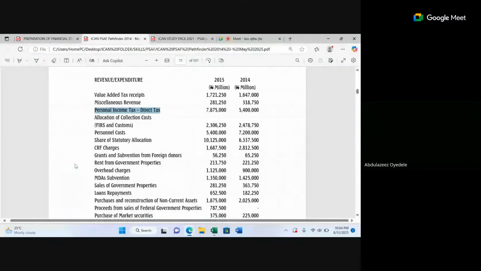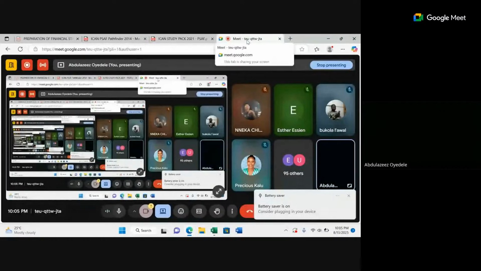Then the next item here, allocation of cost of collection. Allocation. Good. Allocation of collection costs. Okay. Let me quickly go back to it. So this is what is going to happen.